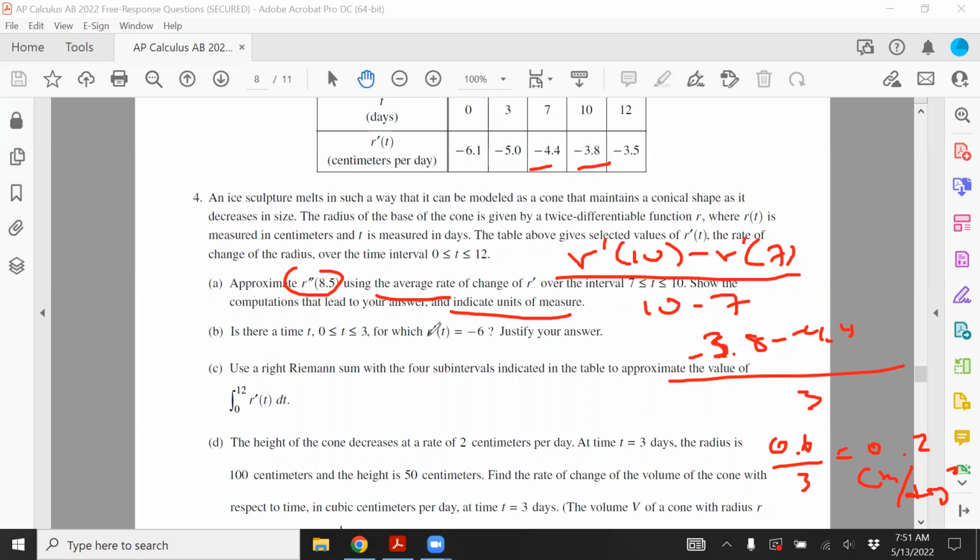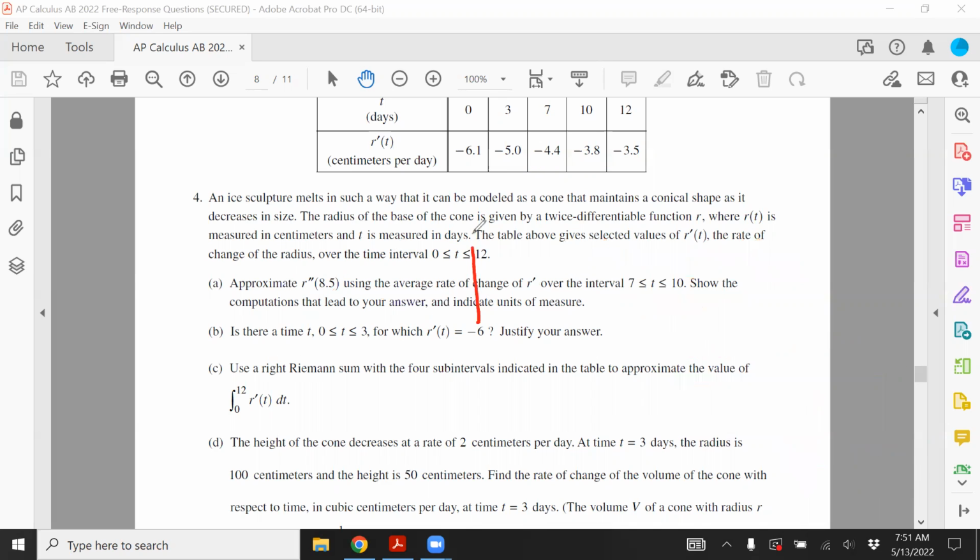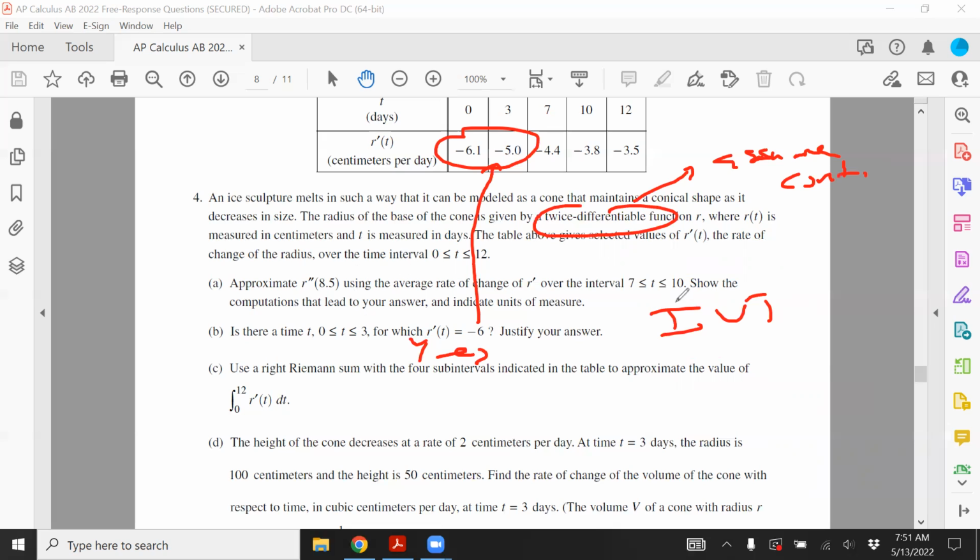Then, is there a time when R prime equals negative 6? Well, if you think about it, negative 6 is halfway between these two here. And because it's twice differentiable, you can assume continuity. So this means that the intermediate value theorem applies. The intermediate value theorem states that any y value between your highest and lowest y values will be taken on, and from 0 to 3, so yeah, the answer is yes.